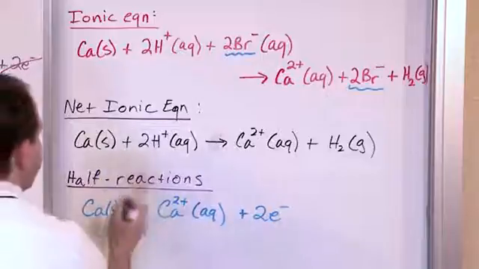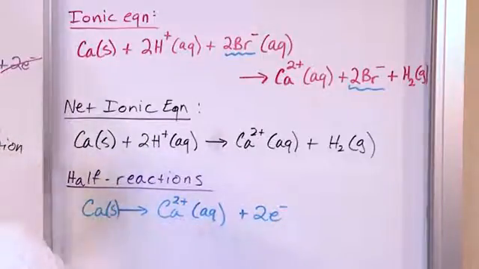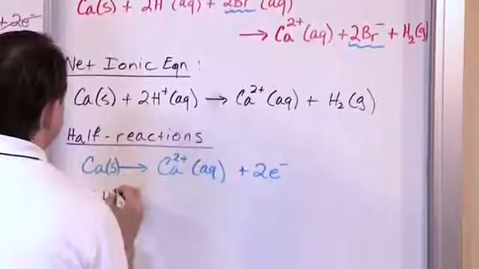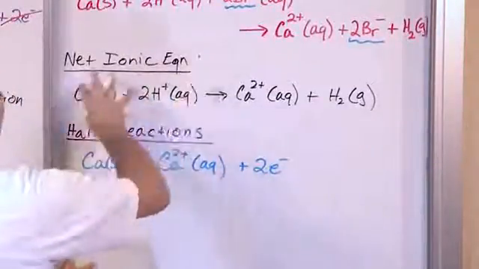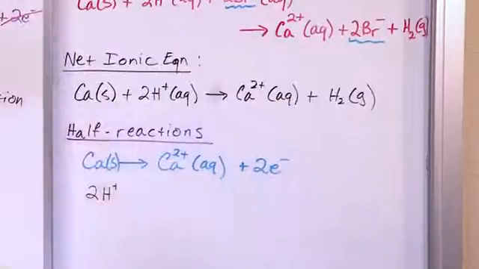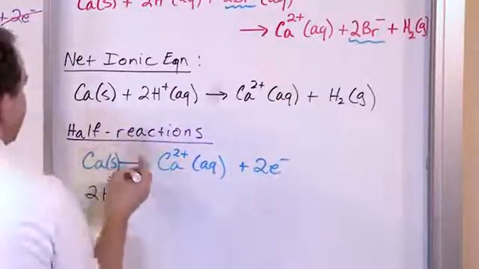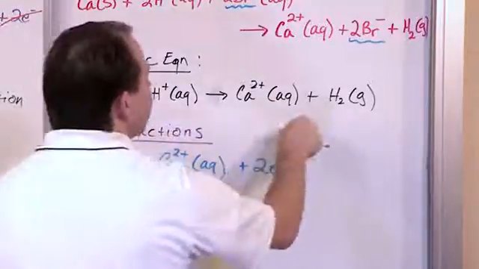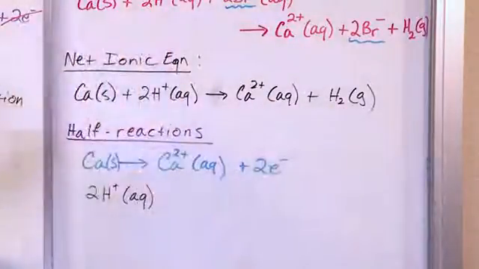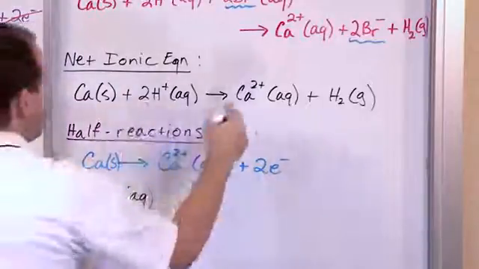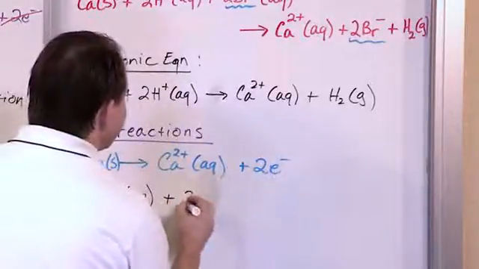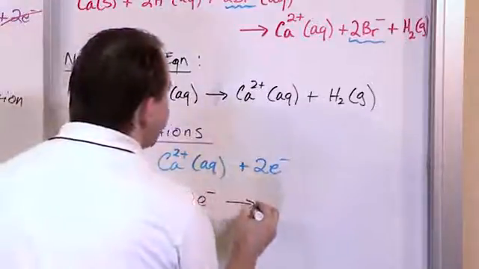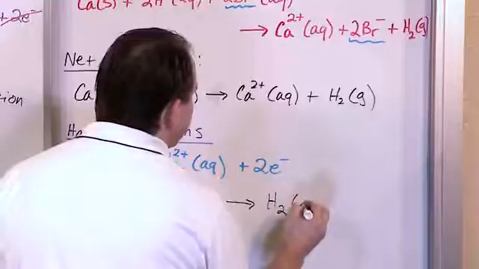Now let me go over here. The hydrogen, let me switch colors. Hydrogen, I start out with 2H plus. Notice I'm using the coefficient I have in my net ionic equation. I have 2 hydrogen ions which are in aqueous solution. And it ends up going into being a stable atom. The only way that it can do that is if it gains electrons, and it's going to gain 2 electrons because I have 2 hydrogen ions to begin with. And then I'm going to get H2 gas.